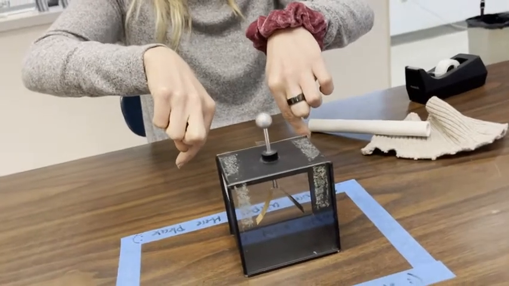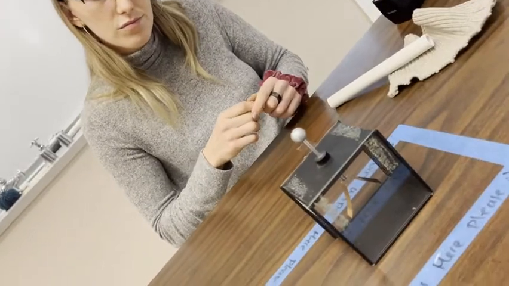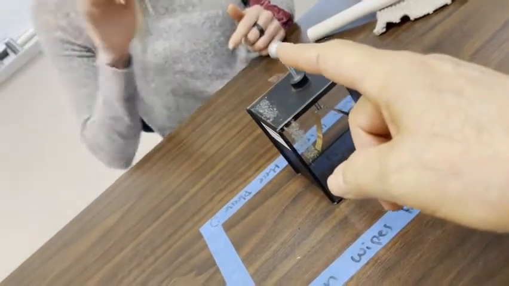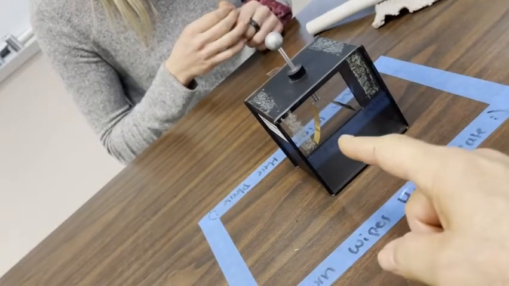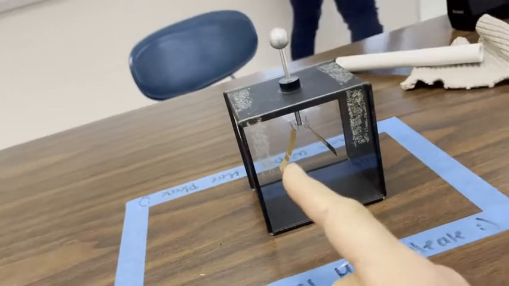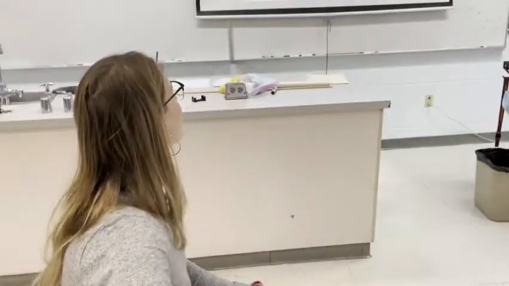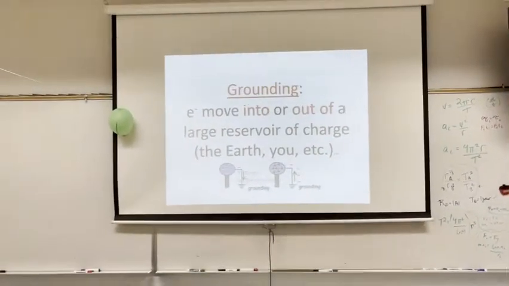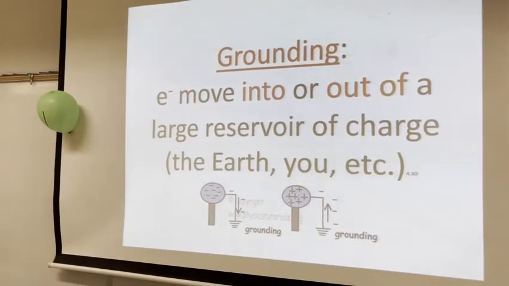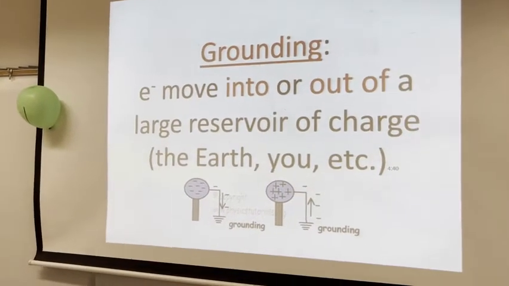What they do is they try to get as far away from each other as they possibly can. And so since it's a conductor, there are electrons up here, electrons here, electrons down here. These are the only things that are free to move. So there's a force of repulsion that pushes them apart. Okay, so how do we change this? Okay, so grounding. Electrons move into or out of a large reservoir of charge, the Earth or you.